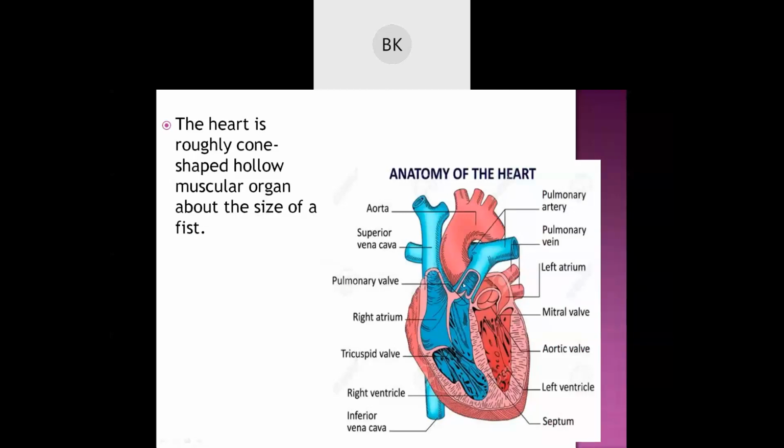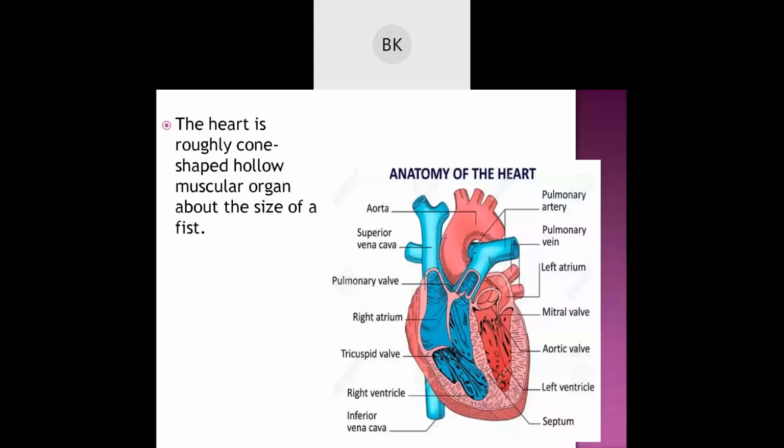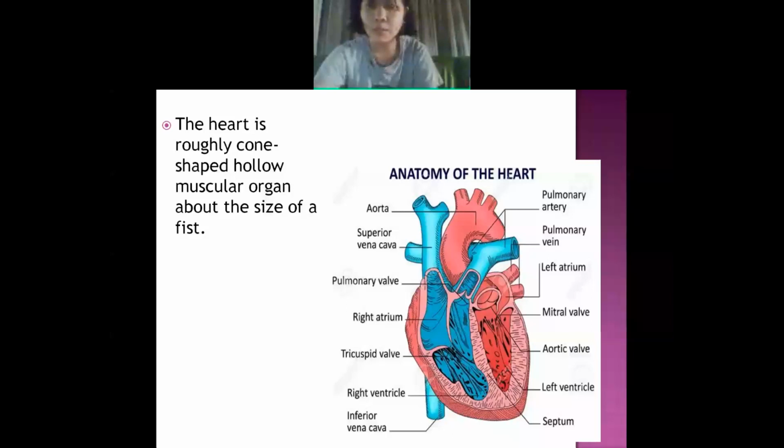You remember I asked you about the fist. This is your fist. So the size of the heart will be similar to the owner's fist. Owner's fist means what? Means your own one. This is my fist, right? So my heart will be this much in size. Can you see me? Yes, ma'am. This is your fist.